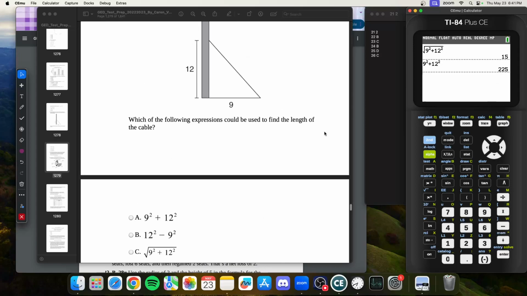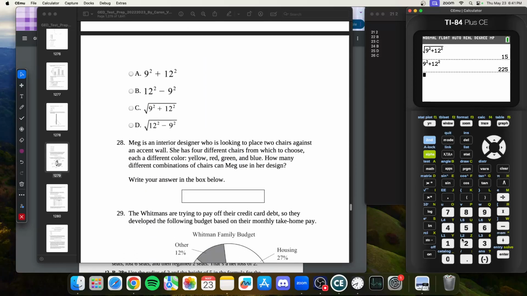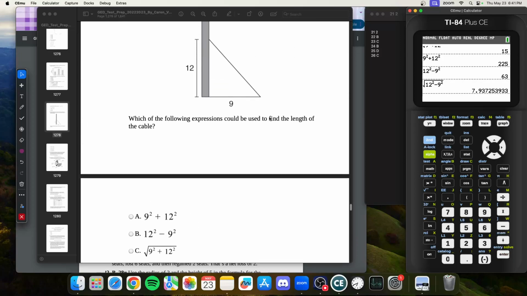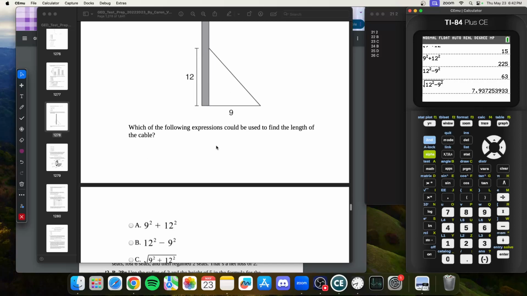If this is 12 and this is 9, this is not going to be 200. That's ridiculous. What about 12 squared minus 9 squared? What's this? This is 63. Again, 63 is still too long. So the answer is C, that's 15. Let's try the last one: the square root of 12 squared minus 9 squared. It's definitely more than 7. You have to recognize that this is longer than 7. It has to be longer than 12. Hopefully, at the very least, that makes sense.